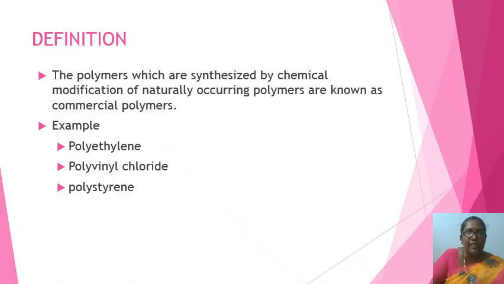We are going to see the definition of commercial polymers. Commercial polymers are the polymers that are synthesized by chemical modification of naturally occurring polymers. They are produced industrially on a large scale for various applications. Examples include polyethylene, polyvinyl chloride, and polystyrene. These polymers are synthetic. They may originate from natural raw materials like hydrocarbons.